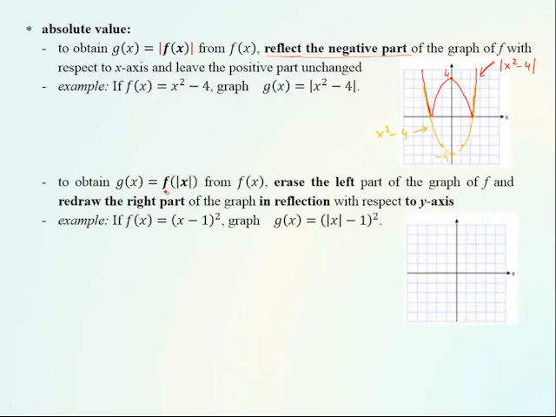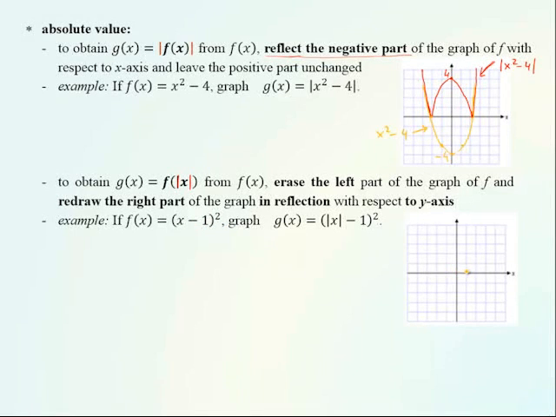A little bit harder to understand is obtaining a graph of a function f of absolute value of x, with the absolute value inside the function, just around the x. So what do we do to obtain this graph? Well, let's maybe look at the example first. We'll start with graphing (x minus 1) squared, which is f of x.